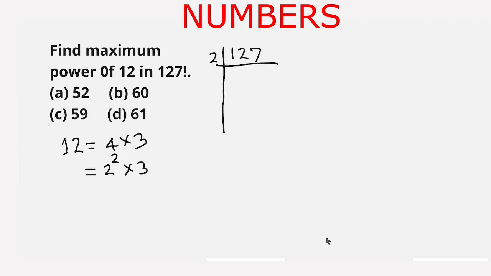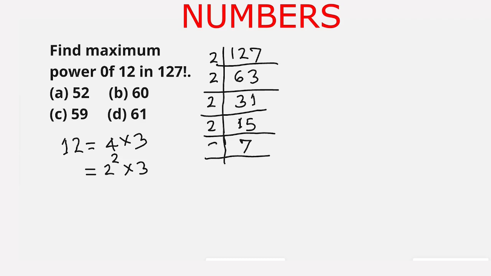127 divided by 2 gives the quotient 63. We again divide 63 by 2 and we get the quotient 31. We again divide 31 and we get the quotient 15. We further divide 15 by 2 and we get quotient 7. We again divide 7 by 2 and we get 3. We again divide 3 by 2 and we get the quotient 1.